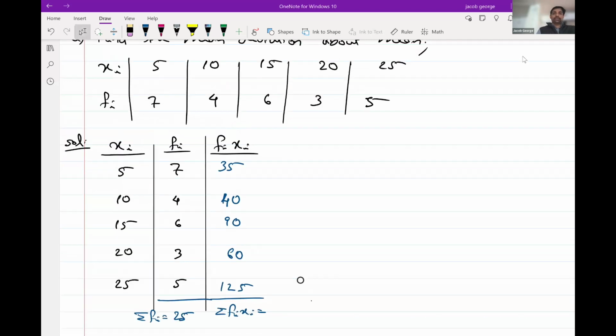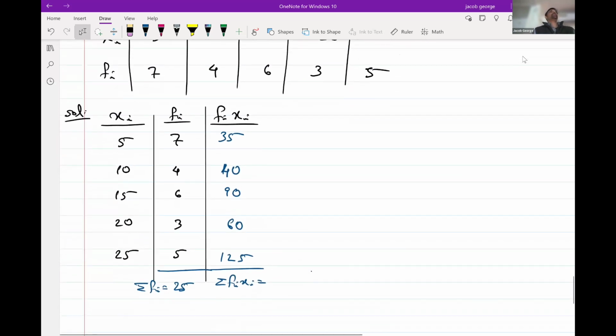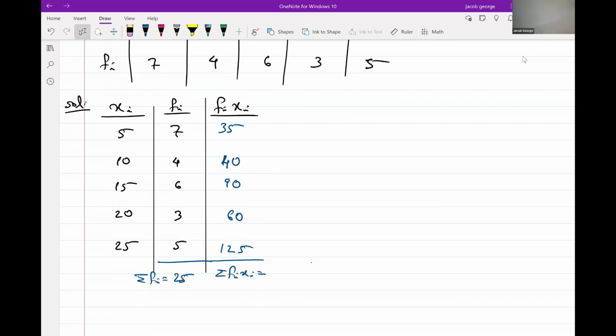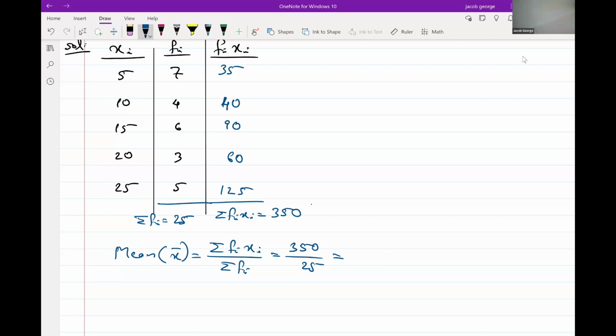Those who join late, we are doing mean deviation about mean of discrete data. One more question. Last class we have discussed one question. This is another one, mean deviation about mean. So we are calculating mean first. Mean x bar is equal to sigma fi xi upon sigma fi, that is 350 by 25. Please divide 350 by 25. 14, right? 14.